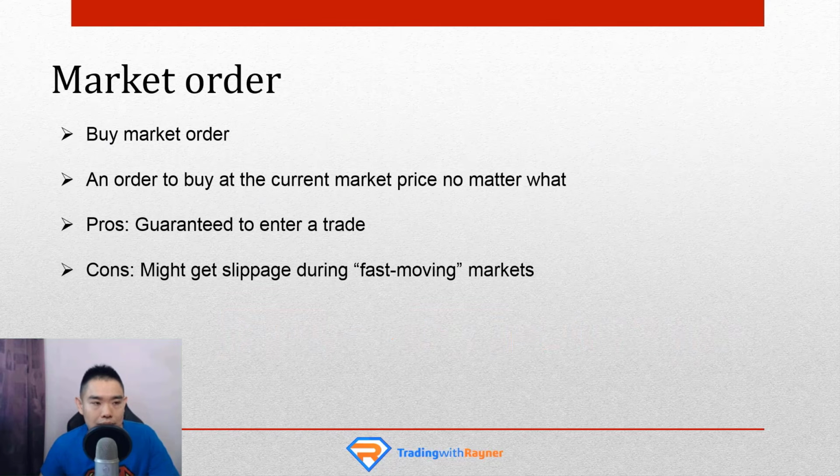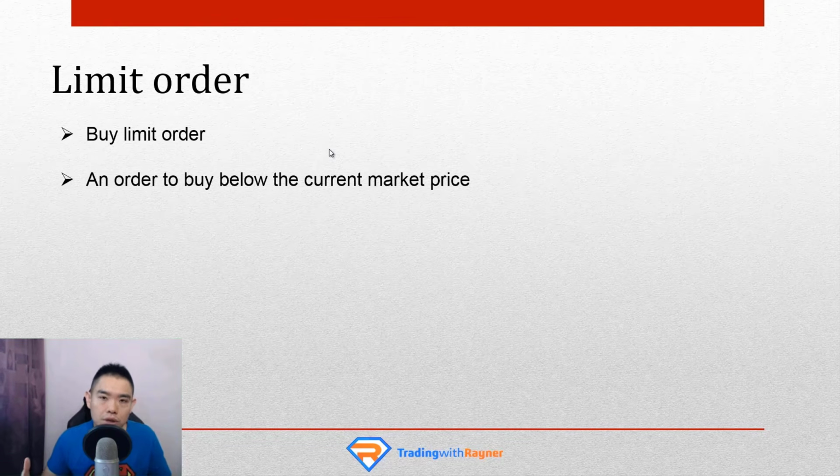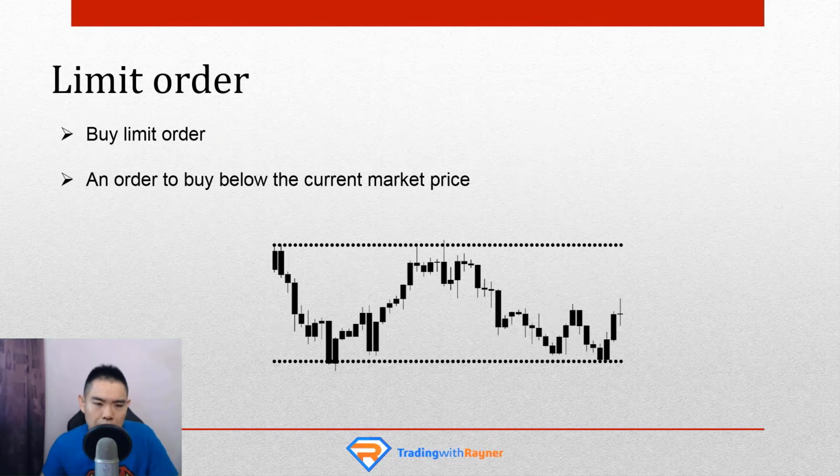The other type of order is the limit order. So again, let's talk about buy limit order. Sell limit order is just the opposite. So for a buy limit order, it's an order to buy below the current market price. So let me give you an example. So let's say market is in a range between these highs and these lows. Goes up, comes down, goes up, and now it's in the middle.